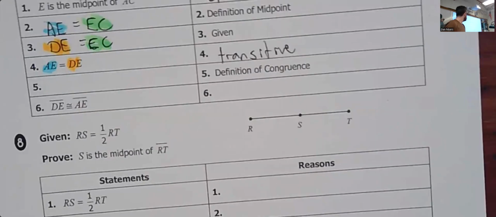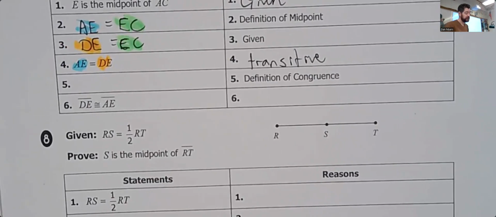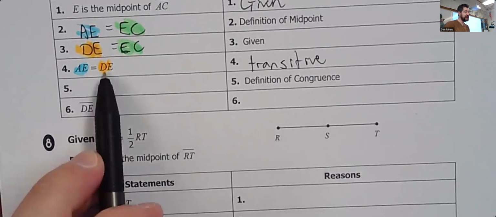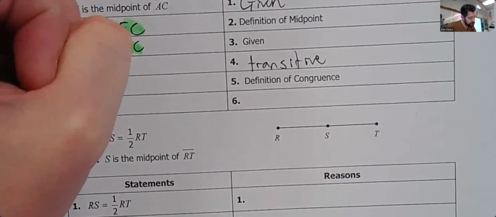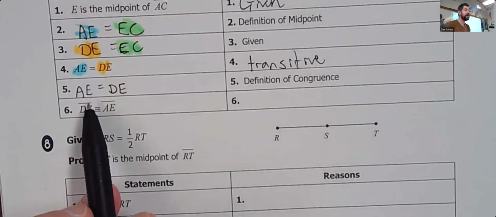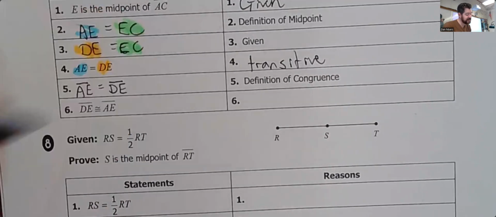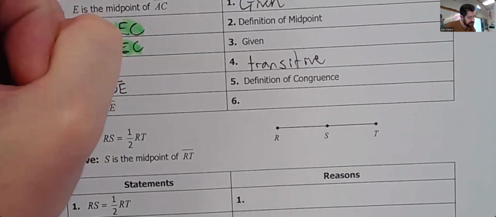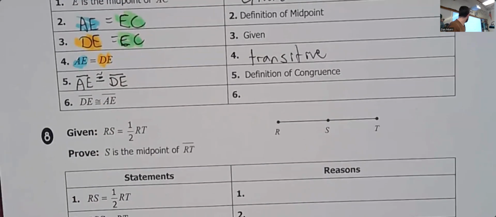Now, definition of congruence means that something was either congruent and became equal, or something was equal and became congruent. So we already have AE equals DE, but we're going to write the same two things, not as equals. We're going to write it as congruent. So we need the segment symbol above AE and DE, and we're going to put the squiggly above the equals to make it congruent. That's our definition of congruence.